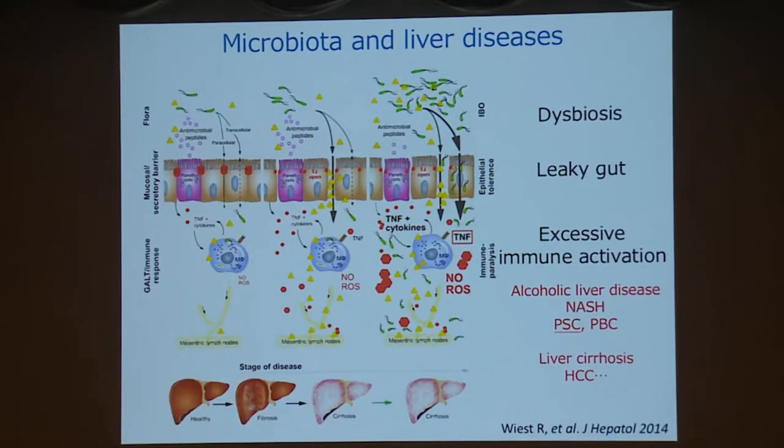So I'd like to summarize the current knowledge of how gut microbiota contribute to liver injury. In the steady state, bacteria cannot easily attach to the intestinal epithelium because of mucin layers as well as antimicrobial peptides. In specific conditions of liver disease, such as alcoholic liver disease, NASH, and autoimmune liver diseases, altered composition of gut microbiota, termed dysbiosis, leaky gut, and excessive immune activation against the translocated bacteria occur and may give rise to liver inflammation. However, the precise mechanism has not been clarified.